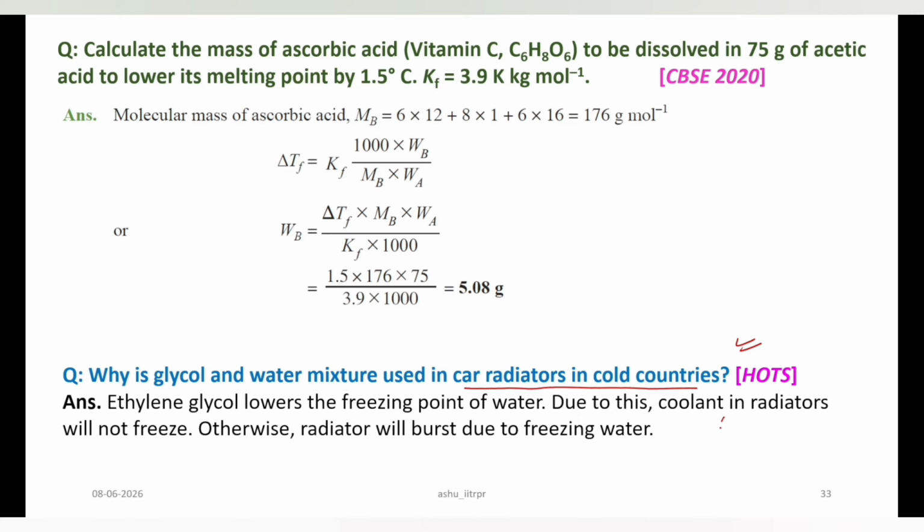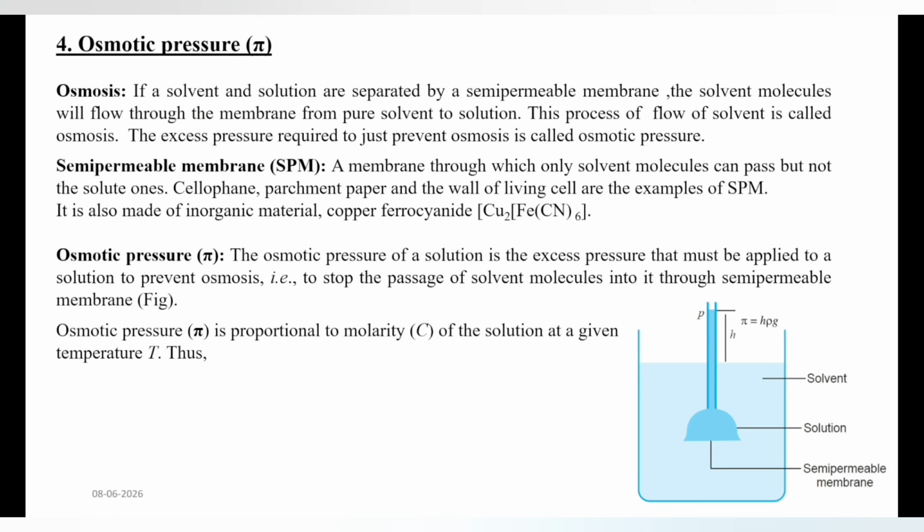You can also write that pure water freezes at 0 degrees Celsius. But when we add ethylene glycol, it freezes even lower than minus 20 degrees Celsius, somewhere around minus 26 or 27 degrees Celsius. So this water and ethylene glycol mixture prevents car radiators from freezing, and hence prevents them from bursting. Okay, the fourth colligative property is osmotic pressure.